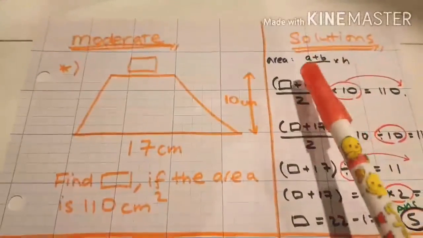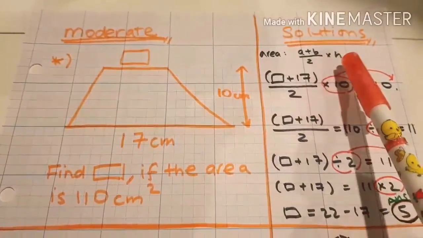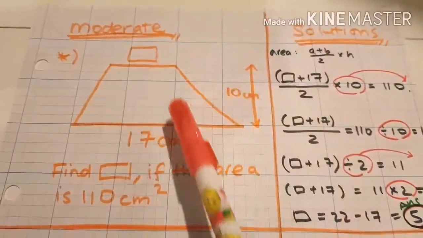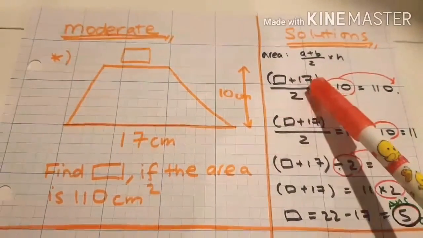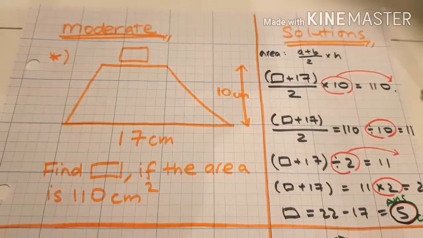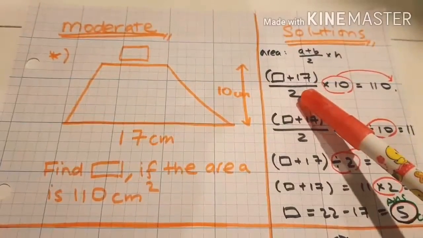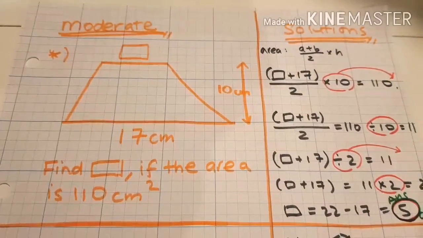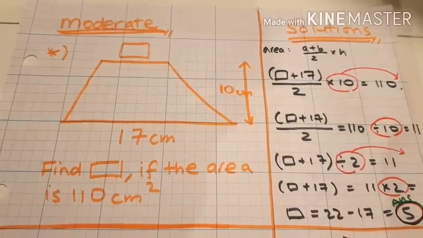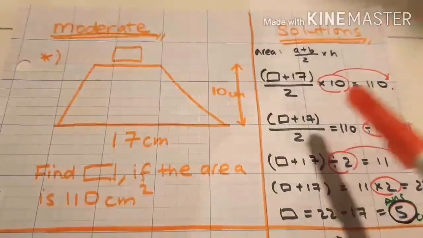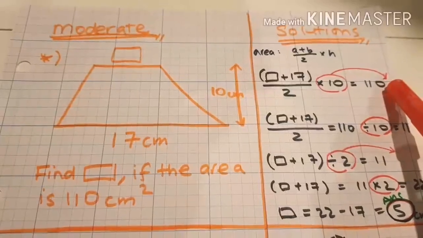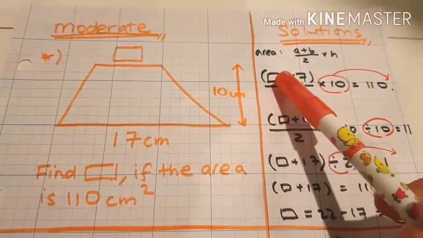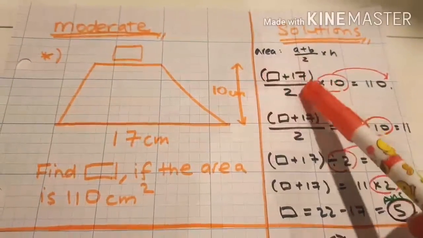So there you go, A plus B divided by 2 times height. A and B are obviously the parallel lengths, which are square plus 17 in this case, divided by 2 times 10. Okay, then here, some people make a mistake by sending 2 first instead of 10 first, okay? So if you have a square in this one, it's a big bubble.